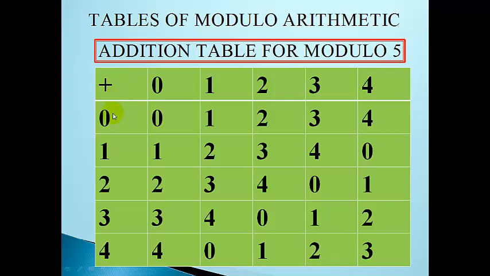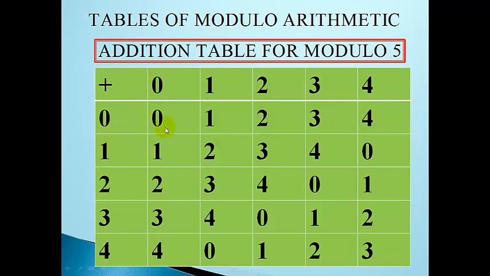So now let's start. 0 plus 0 equals 0. Because it's not up to the modulo, we write the number. If the answer is not up to the modulo, write the number. 0 plus 1 equals 1. 0 plus 2 equals 2. 0 plus 3 equals 3. And 3 in mod 5 equals 3, because it's not up to the number. Now 0 plus 4 equals 4. 4 in mod 5 is 4 because it's not up to the modulo.